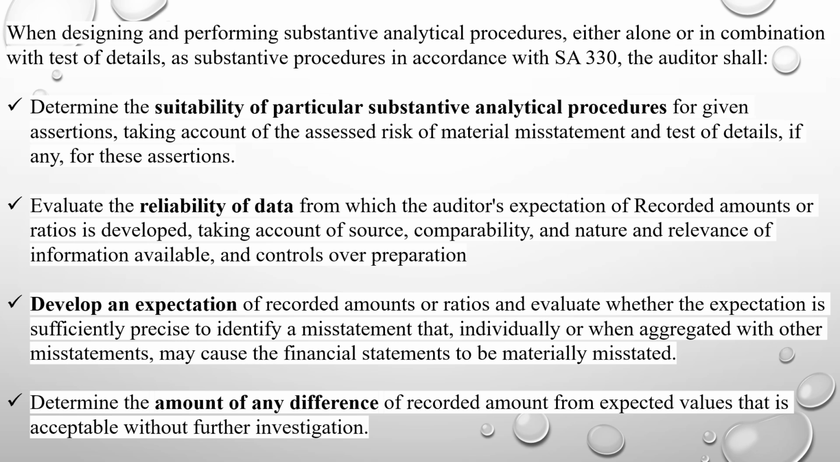Second, evaluate the reliability of data from which the auditor's expectation of recorded amounts or ratios is developed taking account of source, comparability and nature and relevance of information available and controls over the preparation. Third, develop an expectation of recorded amounts or ratios and evaluate whether the expectation is sufficiently precise to identify a misstatement that individually or when aggregated with other misstatements may cause the financial statements to be materially misstated. And last, determine the amount of any difference of recorded amounts from expected values that is acceptable without further investigation.